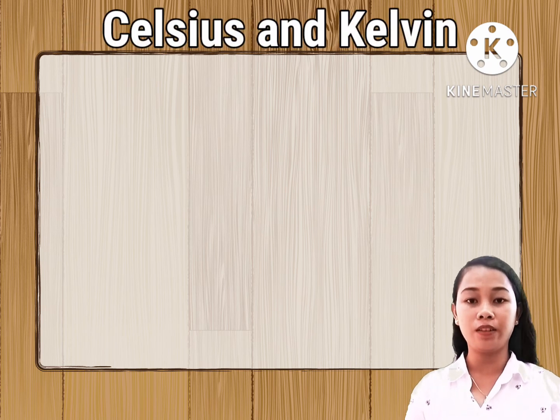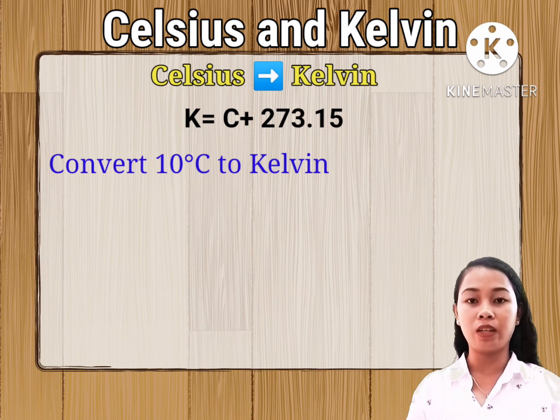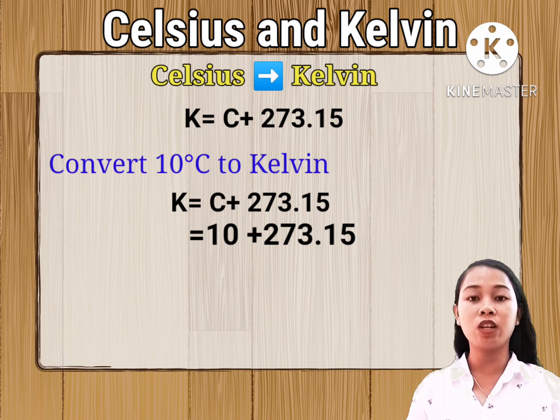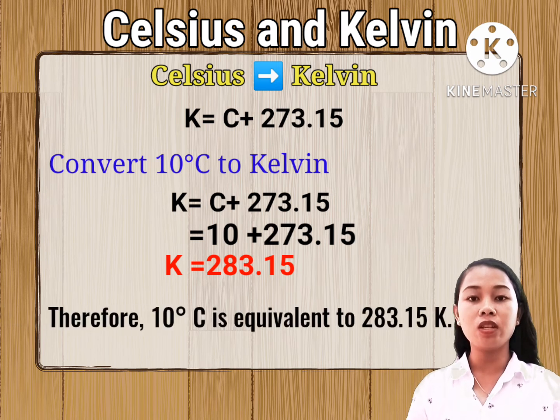First, we have the temperature conversion between Celsius and Kelvin. If we have to calculate Celsius to Kelvin, we use the formula K is equal to C plus 273.15. For example, convert 10 degrees Celsius to Kelvin. Copy the formula K = C + 273.15 and substitute the given, 10 degrees Celsius plus 273.15. We have the sum of 283.15 Kelvin.